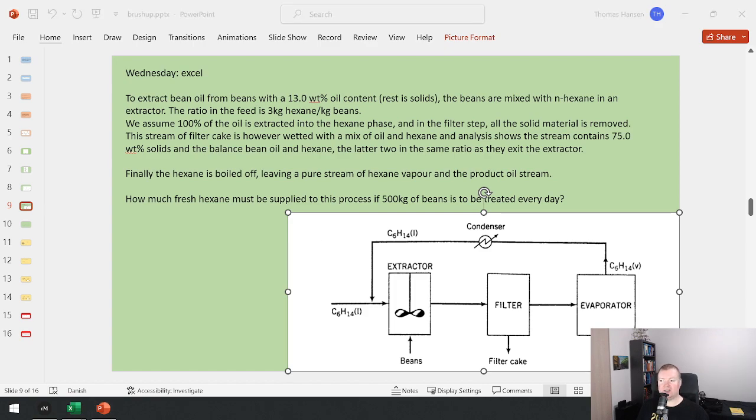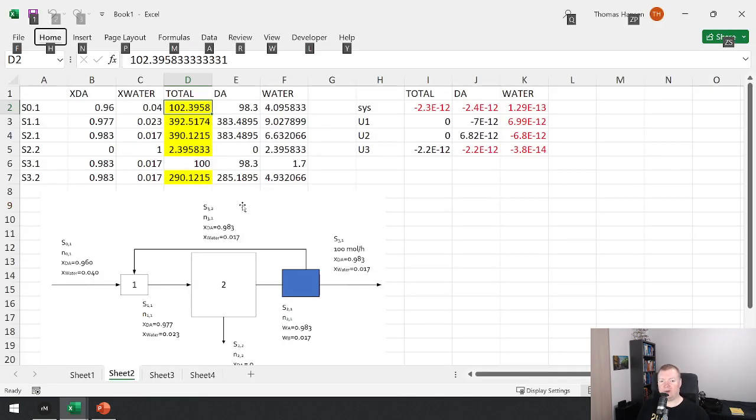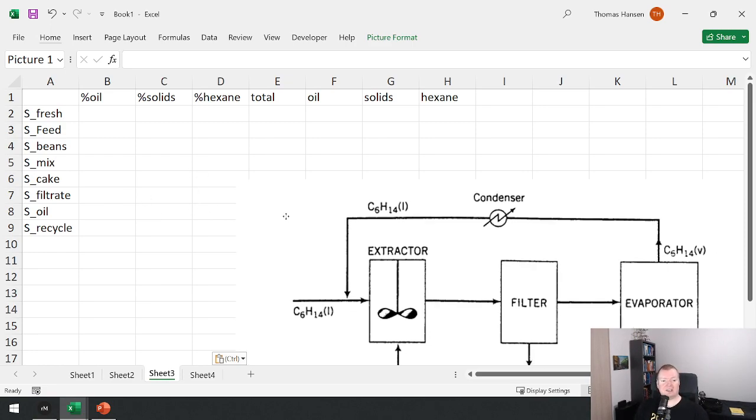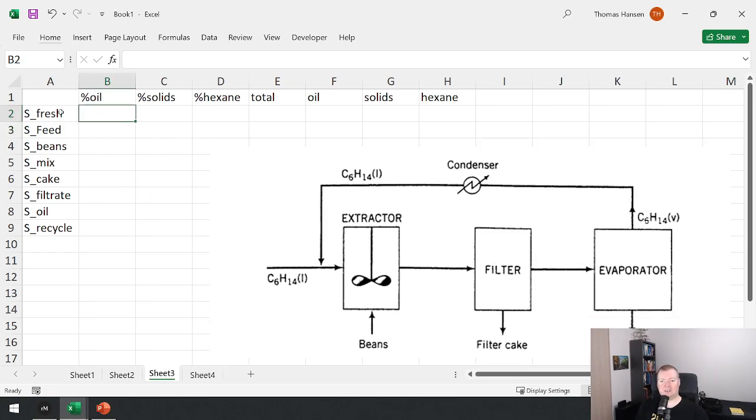So we'll start just with the drawing and the information we have from the drawing. As you can see here, I have decided to name the different streams, not stream 1, 2, 3, 4, but basically what they are. So for instance, I have my stream of fresh hexane. Hopefully, since I'm paying for it, that's going to be pure hexane. In the feed into my extractor, again, I would hope that that's just pure hexane.